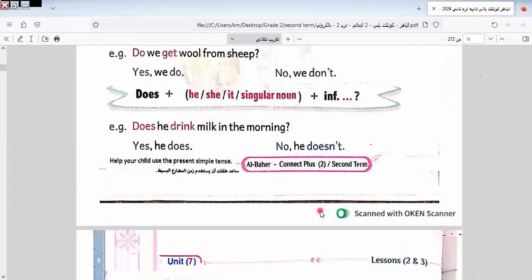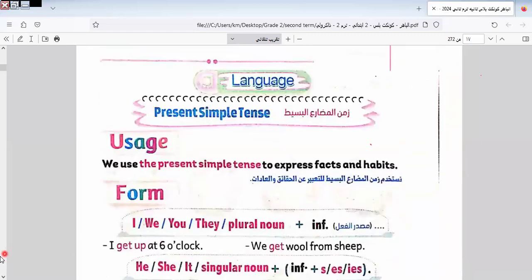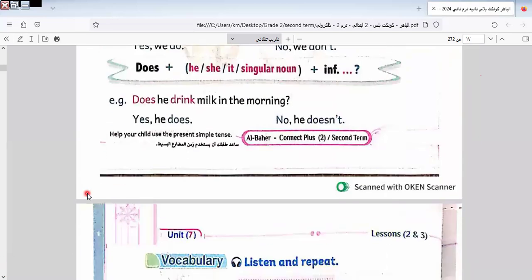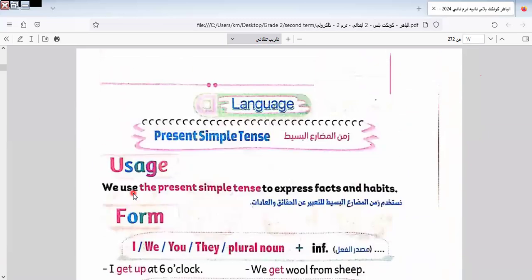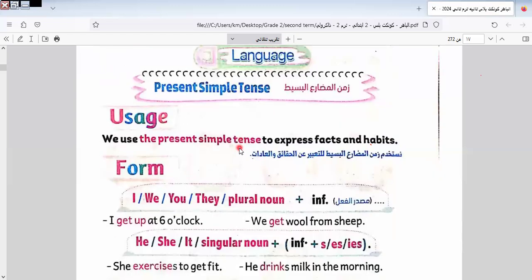Here is the explanation of present simple tense. I will explain, and next class we answer about this. As we talked in this part about past simple tense, we know we use it to express actions that happened in the past. Here we use the present simple tense. What is the usage of this tense? It expresses facts and habits. So I use the present simple tense to express facts and habits.